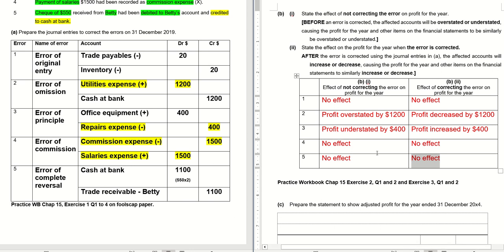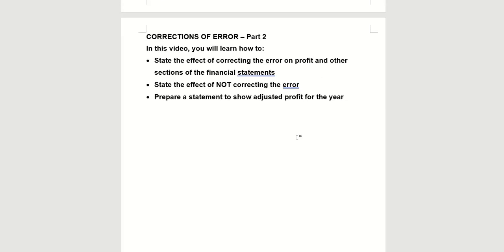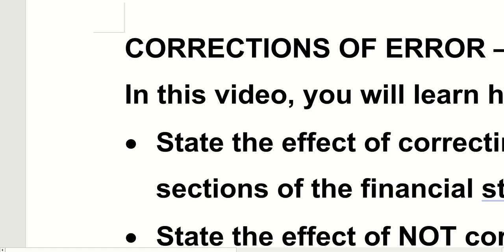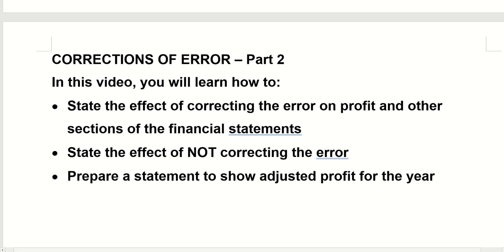All right? So, were you able to do this accurately? Now, if you are able to do this accurately, then you would be able to state the effect of correcting the error on the financial statements and state the effect of not correcting the error on the financial statements. The next thing that we will have to prepare is a new statement. It's called a statement to show adjusted profit for the year.